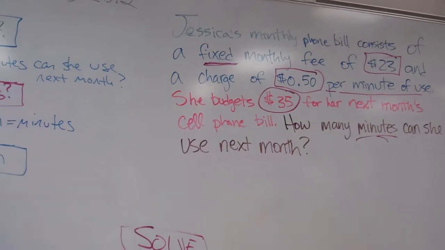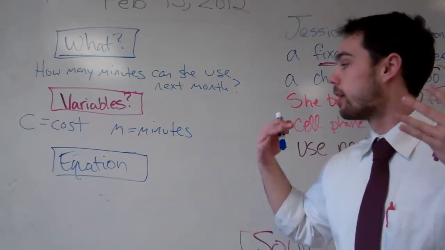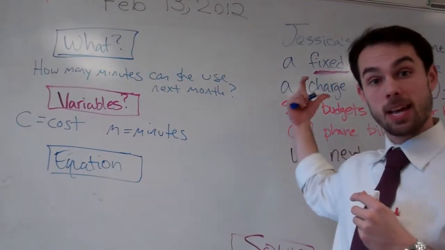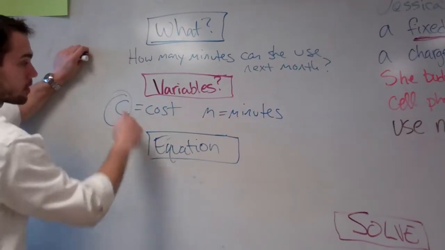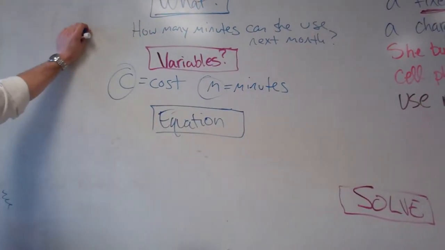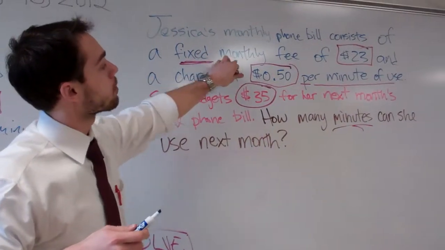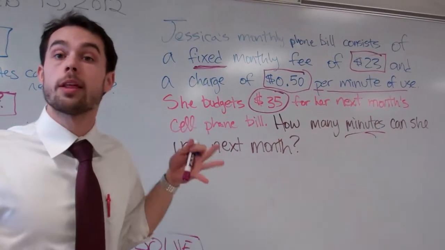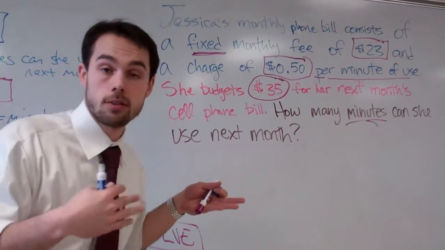So now once we have all of our variables, now we go to our equation, which is going to be the setup that we need to use to solve any problem they ask us based on this situation. So our equation, we're going to have to incorporate our C for cost or M for minutes. Okay? So if we go back to the original question, we know that there's a fixed monthly fee of $23. Fixed means it doesn't change, so she's always going to have to pay at least $23 every single month.